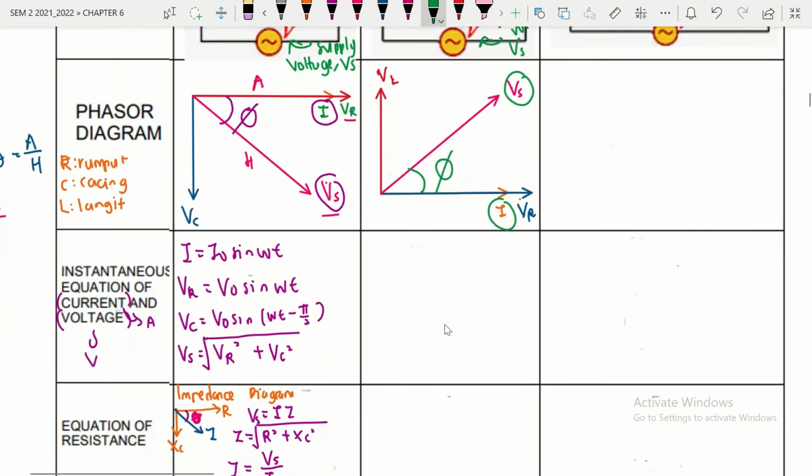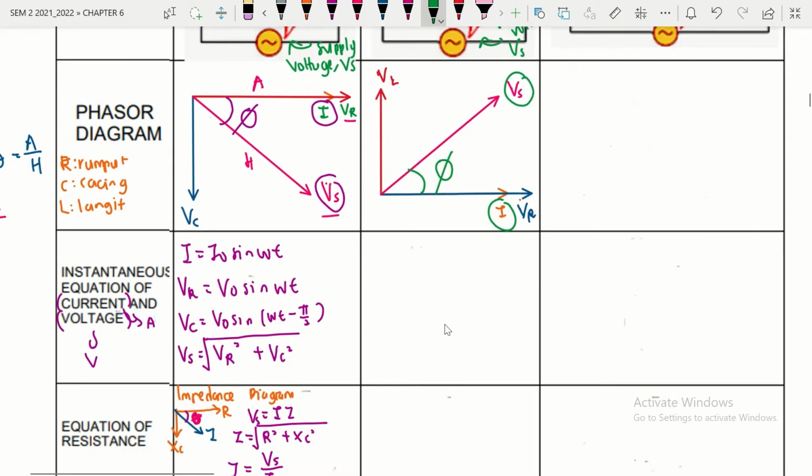Okay. So now let's look at the instantaneous equation of current and also the voltage. Okay, sama juga current dia akan sama. So I naught sin omega t. And then voltage across resistor dia pun sama, V naught sin omega t. Okay, what about voltage across the inductor?